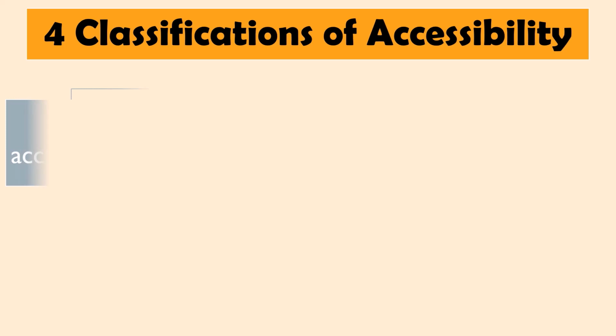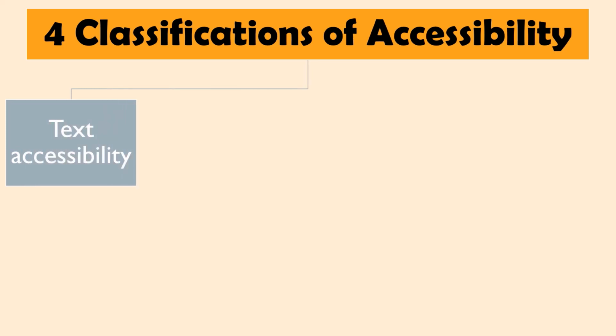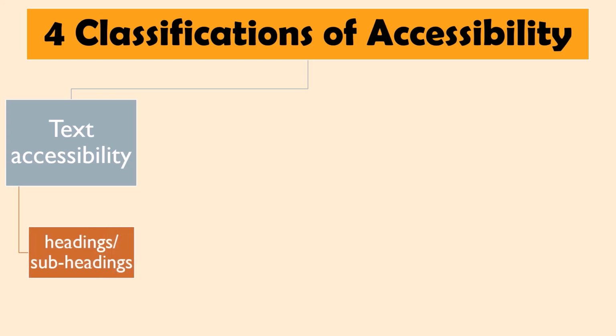Accessibility of information can be classified into four. Text accessibility refers to the arrangement of words for them to be easily accessed. This can be achieved when headings and subheadings in a table of contents are used in presenting the information for the readers to easily locate and understand the information that is being presented.